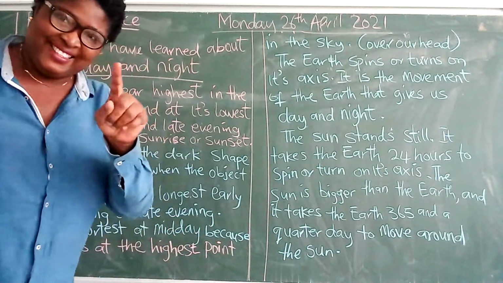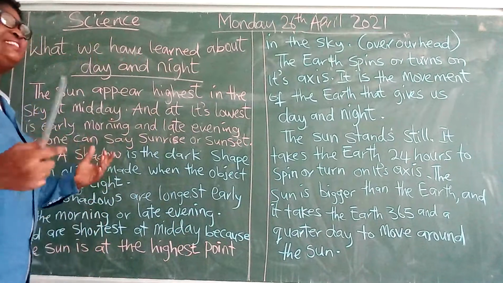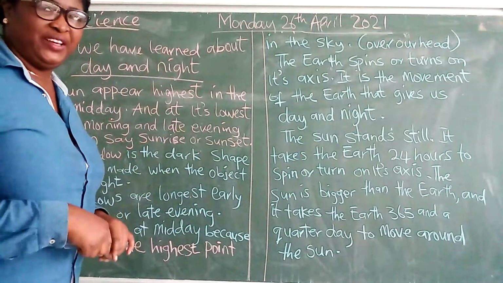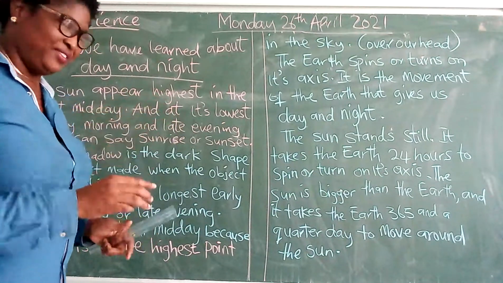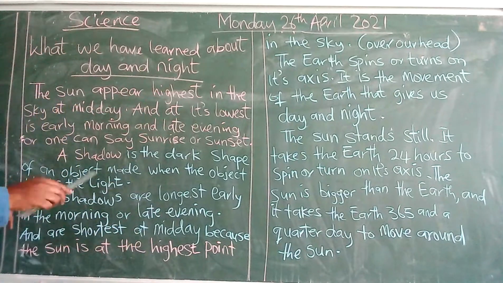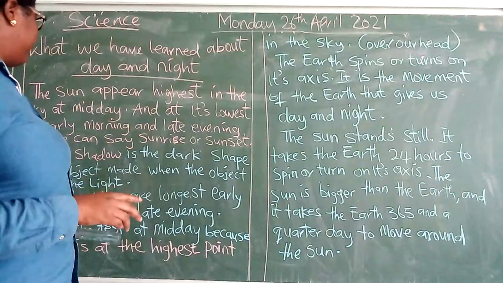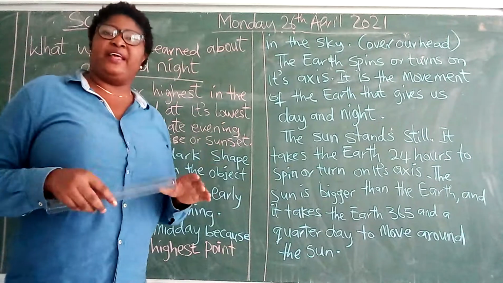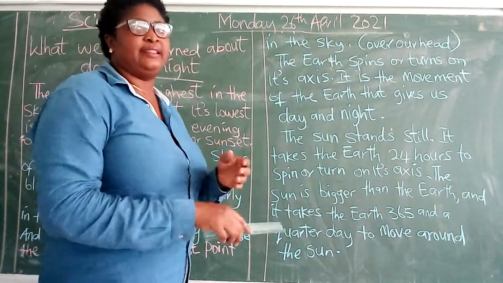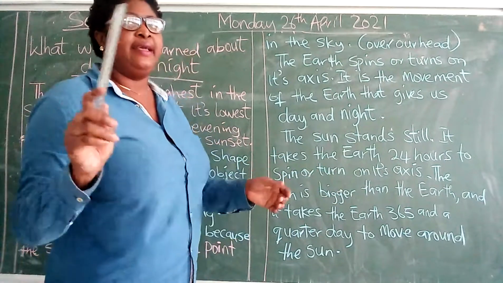What is a shadow? Yes, a shadow is the dark shape of an object, made when the object blocks the light.